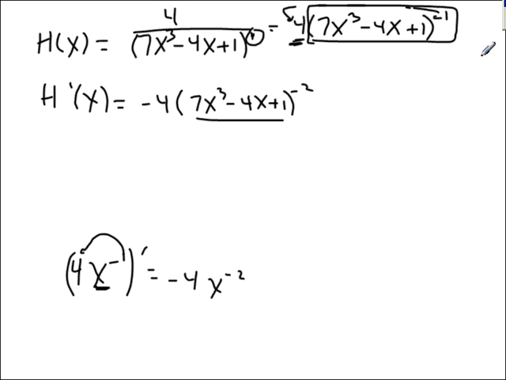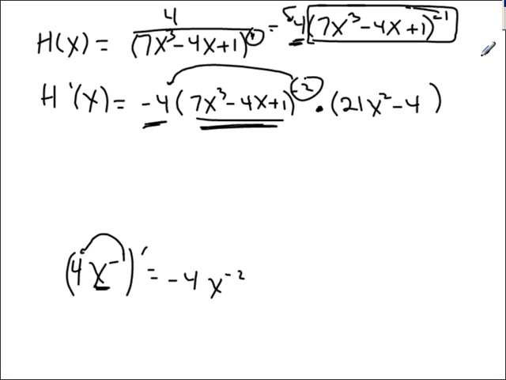So there's the function. I brought down the negative 1. I made the new power 1 less. Times the derivative of what's in here. 21x squared minus 4. Okay, now we are multiplying three things. The negative 4, the 7x cubed minus 4x plus 1 to the negative 2, and 21x squared minus 4.